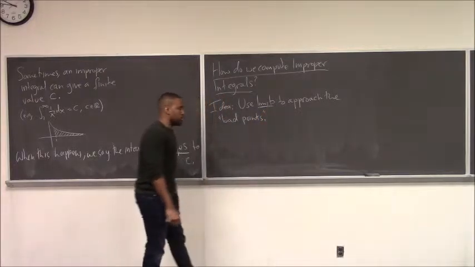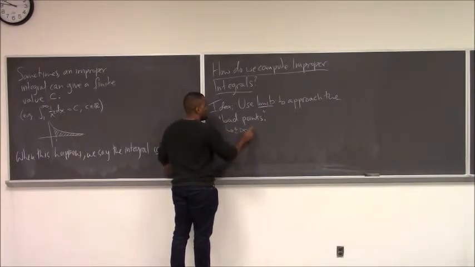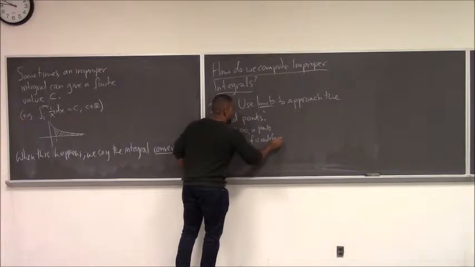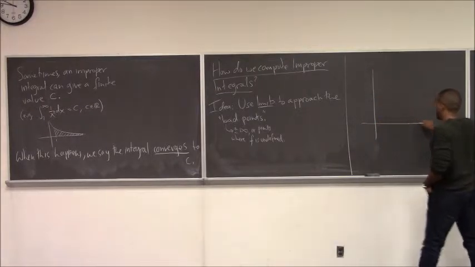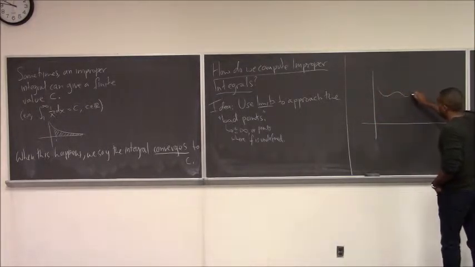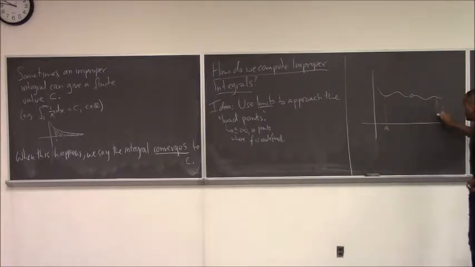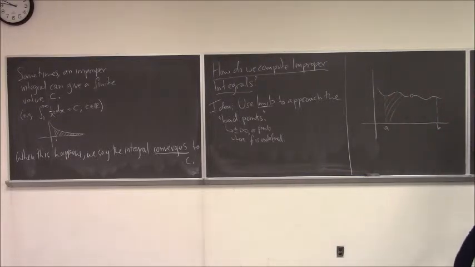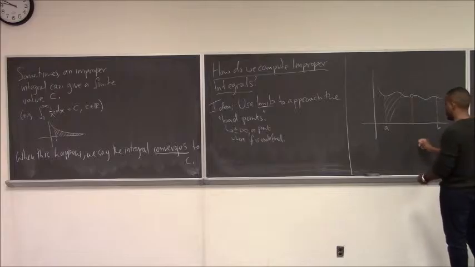Not a technical term, I just call them bad points. So a bad point is either plus or minus infinity, or points where the function is undefined. So we might be talking about some function, f, doing its thing, has a hole here, doing its thing. I want to integrate along A, B, which means I need to find the area under this curve. Except the curve does not exist at this location. Right? So let's say that's C.